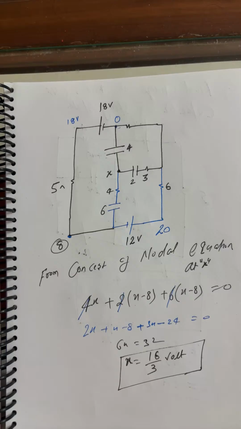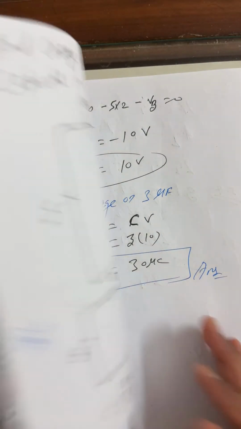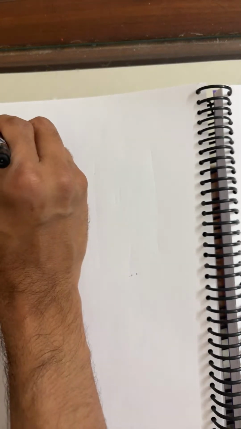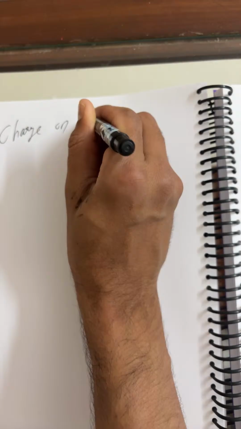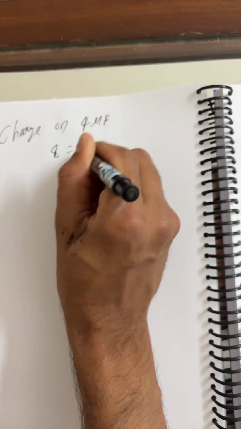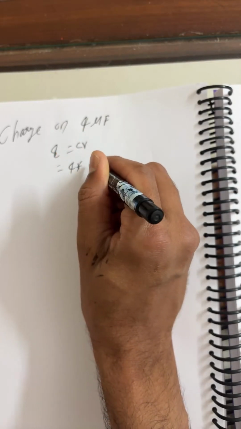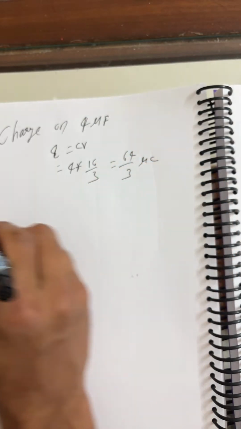Once you get x, I can say 4 here only. So what is Q? Q is CV. What do I need to find here? Find charge. So simply I'll use charge on the 4 microfarad. Q is equal to CV. So 4 into 16 by 3, so 64 by 3 microcoulomb.